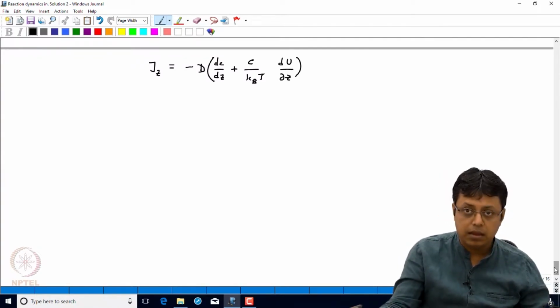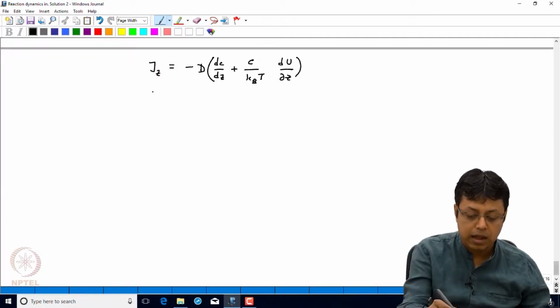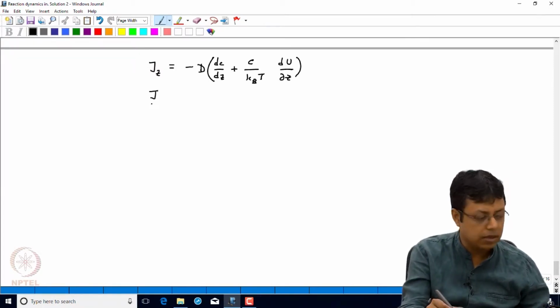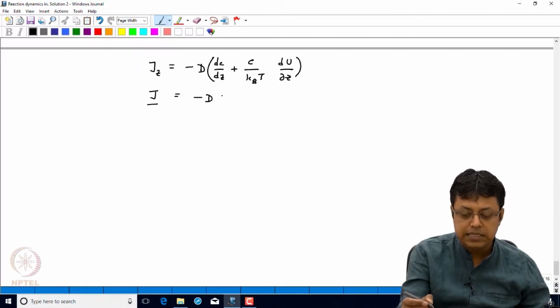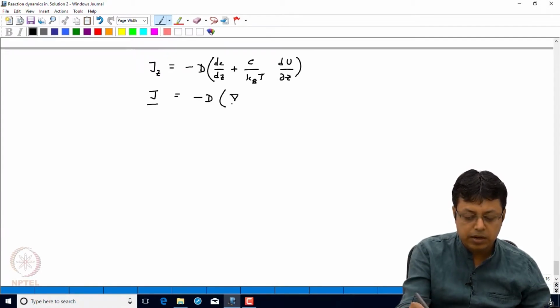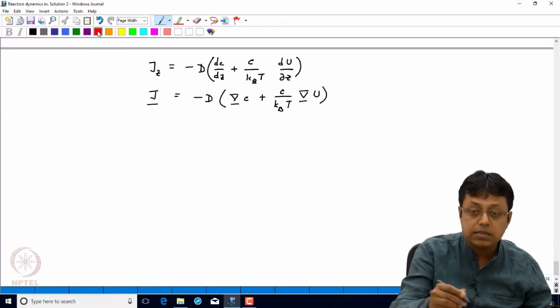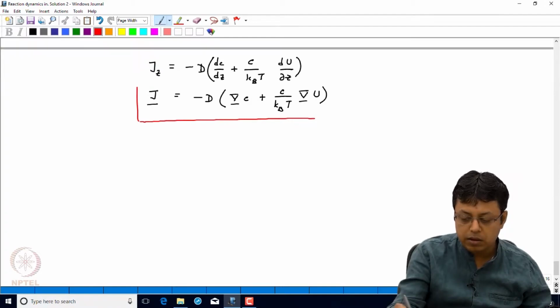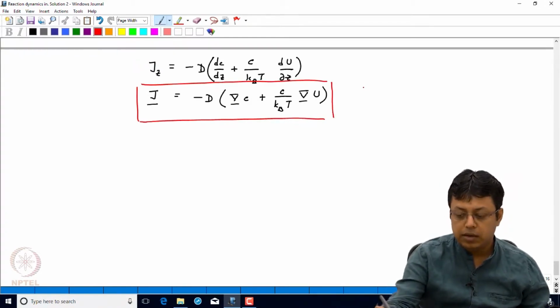So we can now say by analogy that this is the z component of the flux, but in reality the total vectorial flux will be something like minus D into, instead of d dz, just the three-dimensional gradient of the concentration, plus we'll have C by kBT and the gradient of the potential. And so this is a general equation for the flux, including the effect of ionic mobility in 3D.